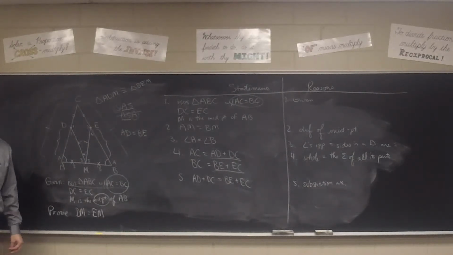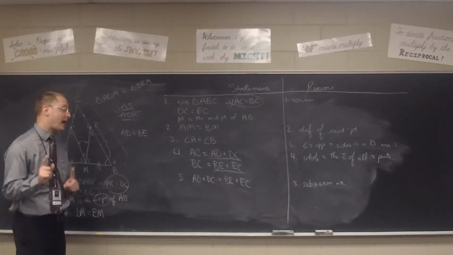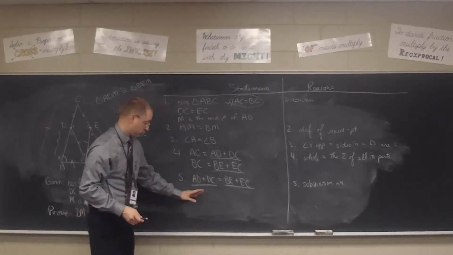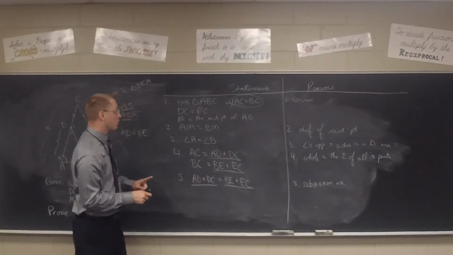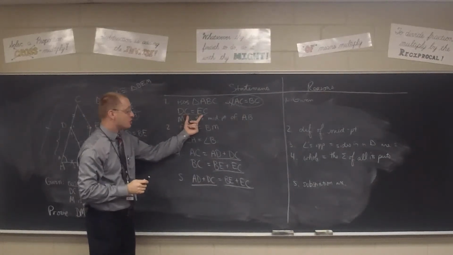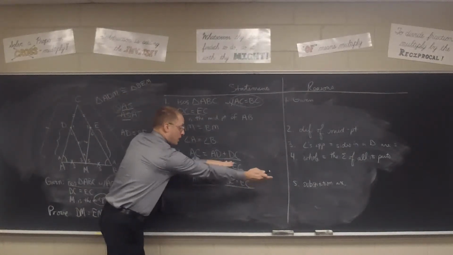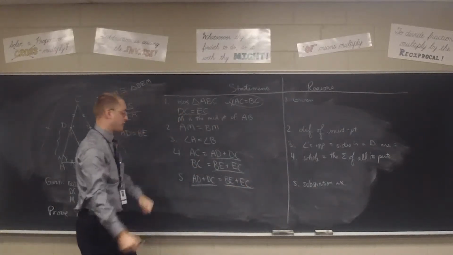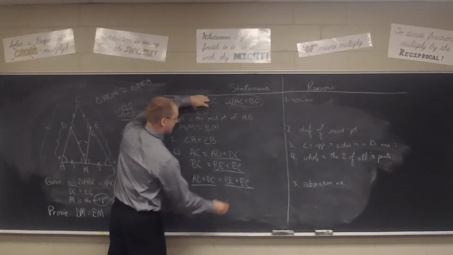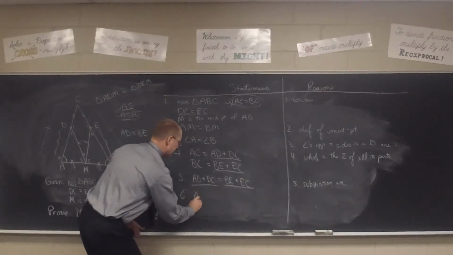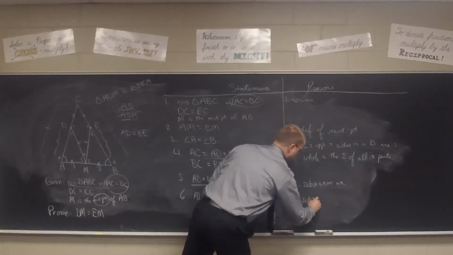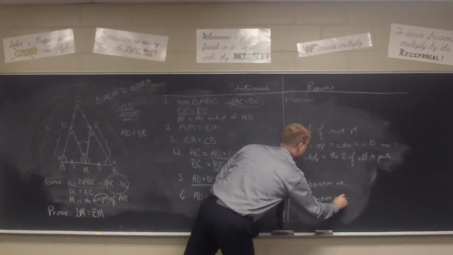And now we're finally ready for what we wanted to do all along, and that's the subtraction axiom. I now have two equals from which I can subtract away equals. If I subtract these two equals from those equals, what's left? AD equals BE. Take DC off, take EC off, and you're left with AD equals BE. Subtraction axiom.